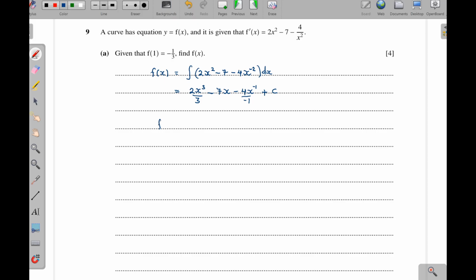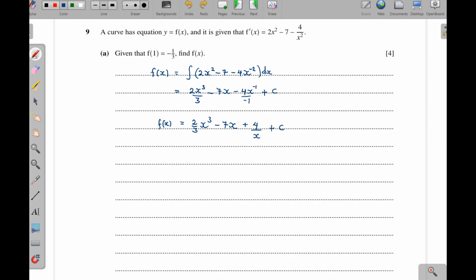Okay, so this means that our f of x is going to be equal to 2 out of 3 of x cubed, then minus 7x. Of course, a negative divided by a negative, you get a positive, right? So we shall have 4. Using rules of indices, I can take this one down, and then it will be 4 over x, then plus the c. Now, we are supposed to get this value of c by using the coordinates here.